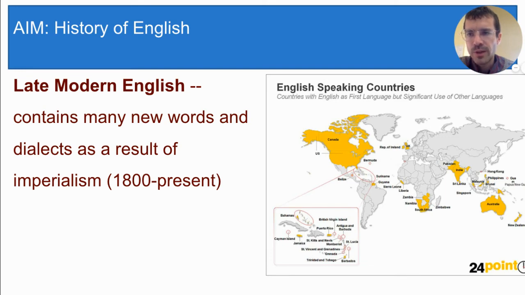Take a look at this map and notice some of the many countries around the world where English is a widely spoken native language. Each of these countries has its own unique dialect. The most influential dialect is the one that you speak, called American English.